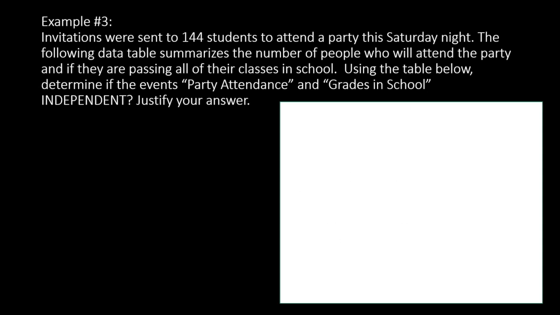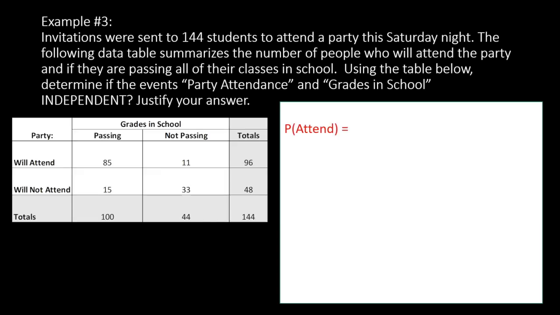So in our third example, we are working with a table that we worked with earlier about party invitations. We have invitations that were sent to 144 students, and we're trying to decide if the two events, attending the party, so party attendance, and passing your classes, or in other words, how you are doing in your grades in school, are independent or dependent. It says, determine if the events are independent, justify your answer.